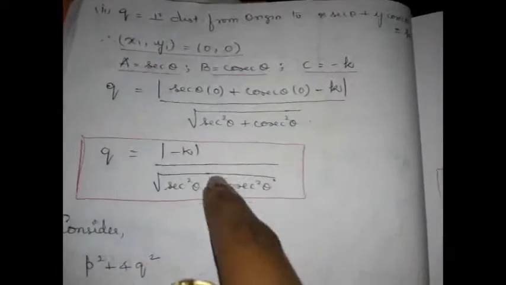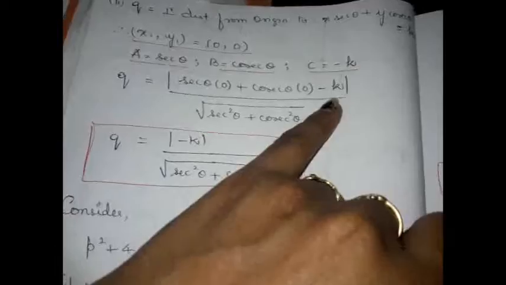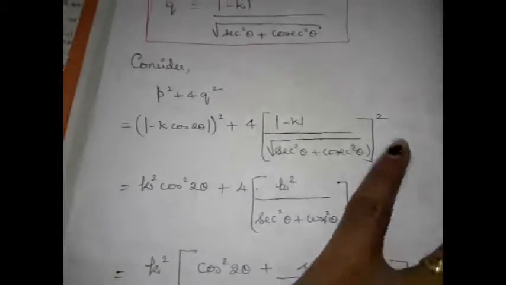Now here in the denominator we have secant square theta plus cosecant square theta. We cannot do anything. So it is going to be secant square theta plus cosecant square theta only. Numerator, first two terms will become 0. The third term is minus k. So Q is this. Now we need to substitute in P square plus 4Q square.